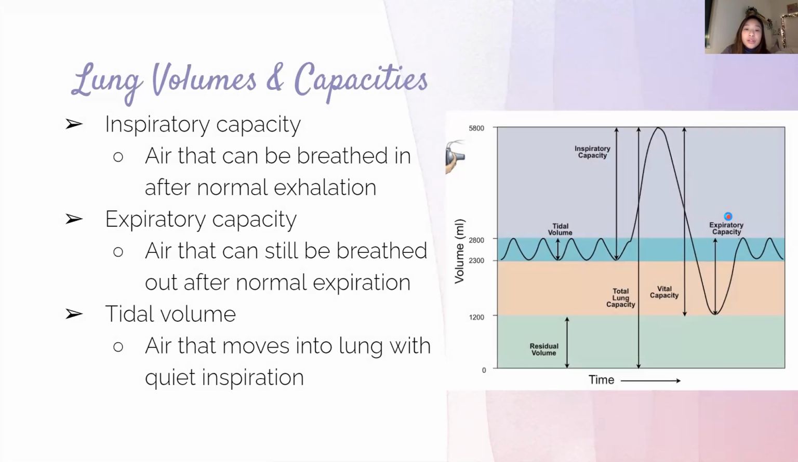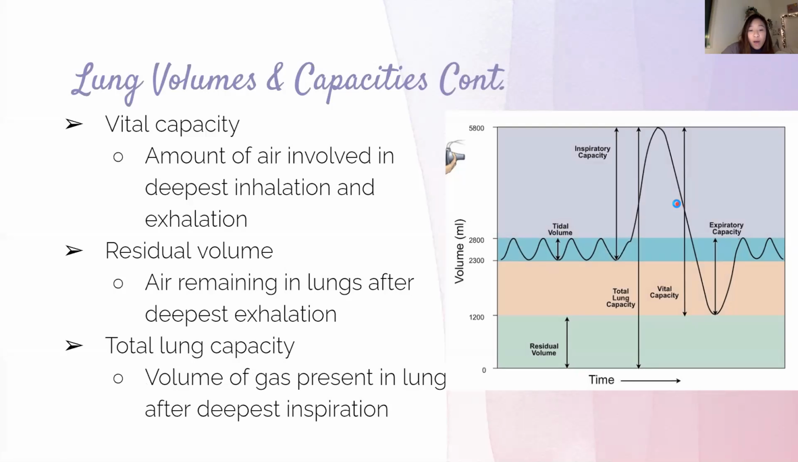All right, so lung volumes and capacities. This graph is pretty much just a lot of key terms that you should remember because they're very easy to ask a question about in a scenario type of way. So there's inspiratory capacity, that's air that can be breathed in after normal exhalation. Expiratory capacity, which is air that can still be breathed out after normal expiration. And tidal volume, air that moves into the lung with quiet inspiration. And there are a few more key terms on the next slide as well.